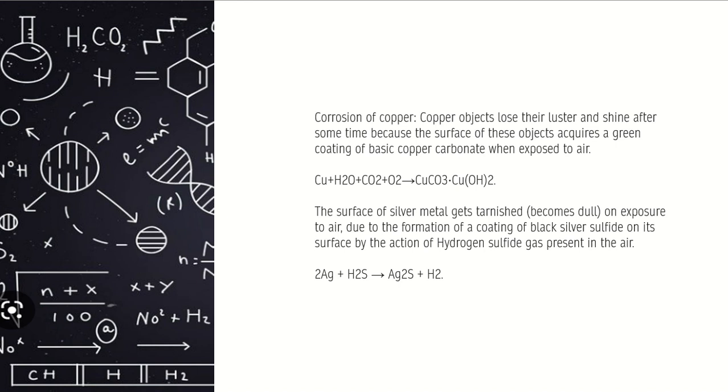And then moving on, silver corrosion. So the surface of silver metal gets tarnished or becomes dull on exposure to air due to the formation of a coating of black silver sulfide on the surface by the action of hydrogen sulfide gas present in the air. Here's the reaction equation again, you can read it if you want to.